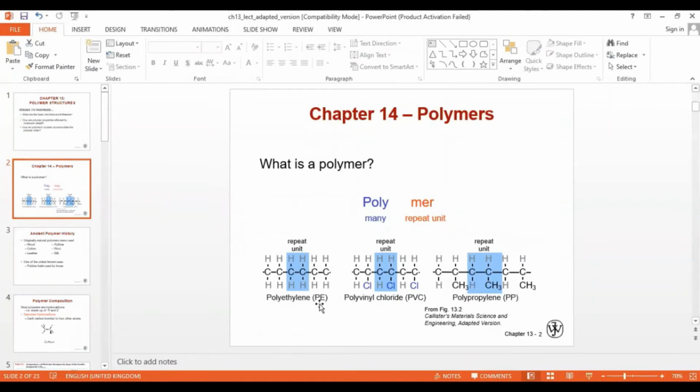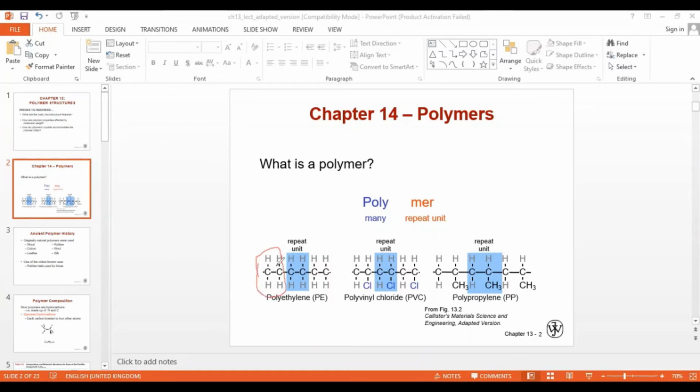That is polyethylene, PE. Here, this blue highlighted part is the repeat unit. If you check throughout the polymer, you will have this C2H4. That is 2 C and 4 H, right? So this is one monomer. Monomer, I told you, is one unit.